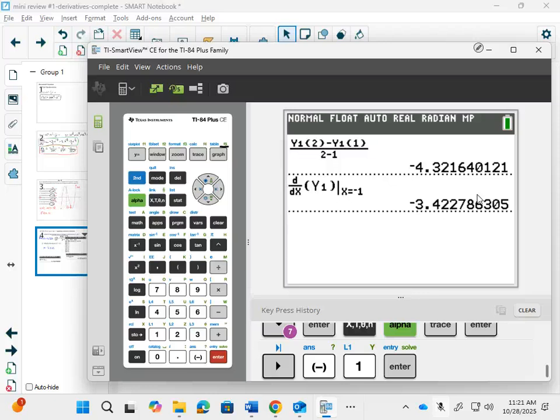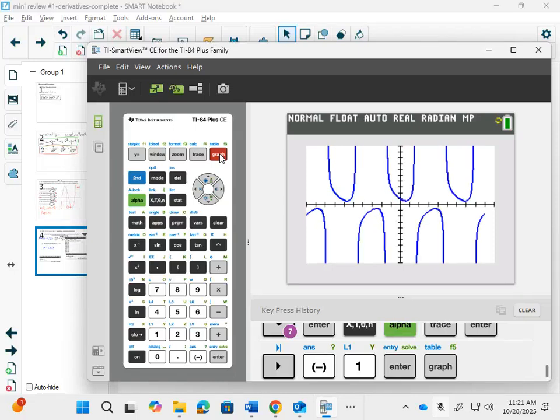Just kind of curious, what does that curve look like? Oh. What does that curve look like? Oh, it's kind of like a regular secant or cosecant curve with a little bit of messed up stuff going on.